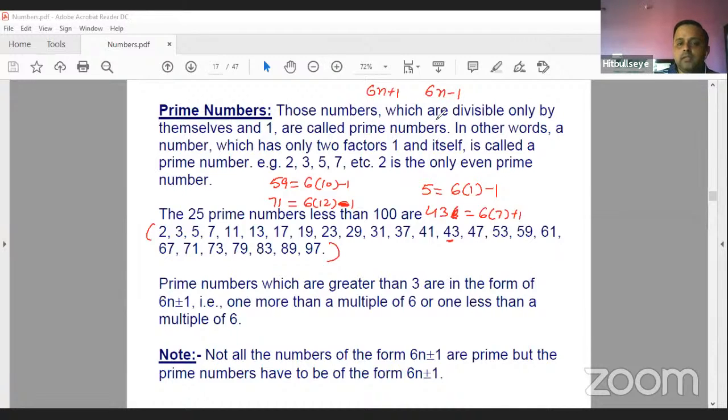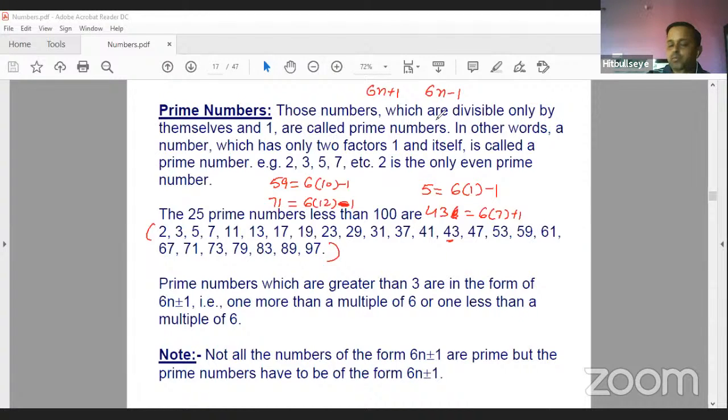Now the converse of this result is not true. That simply means that if a number can be written as either 6n plus 1 form or 6n minus 1 form, that does not mean that number is a prime number. I'm just explaining it once again. A prime number can be expressed in the form of 6n plus 1 or 6n minus 1, just as in the examples I have shown you in this slide. But on the other hand, if a number is expressed in this form, that number need not be a prime number. For example, 25.